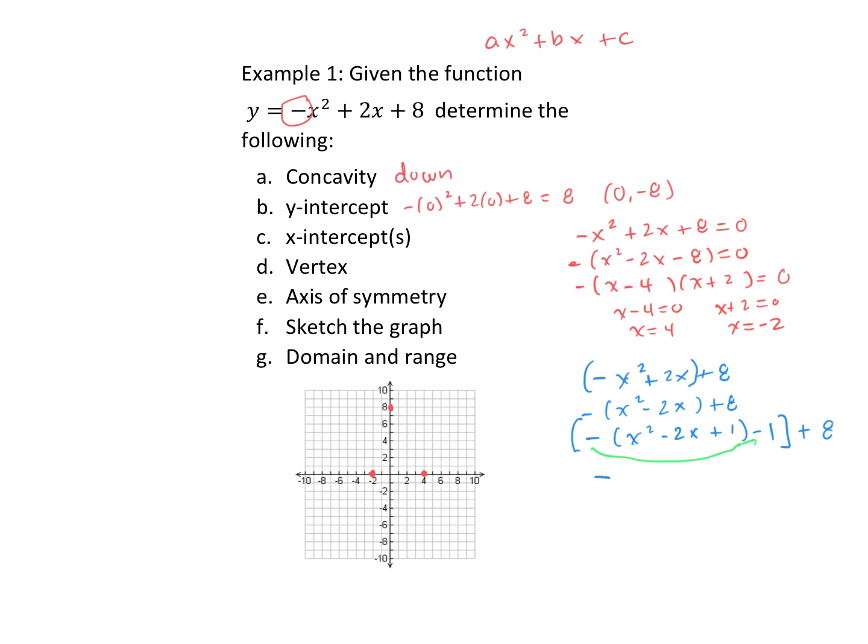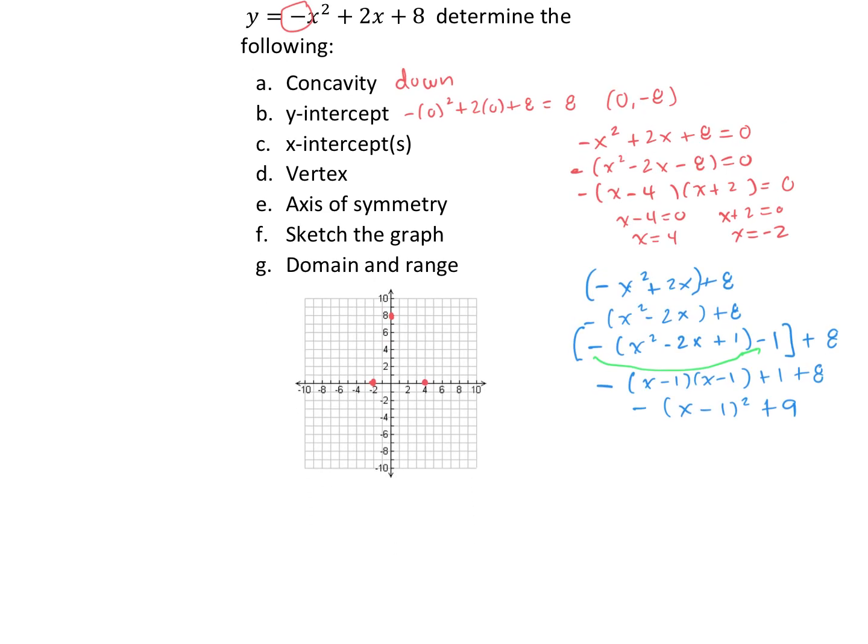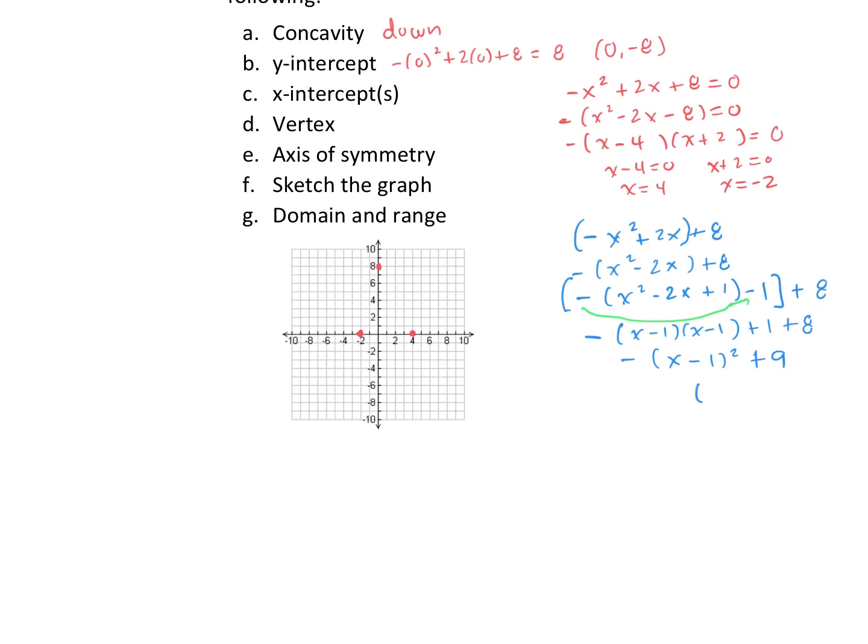So I've got negative x squared minus 2x plus 1 factors to x minus 1 times x minus 1. I've multiplied the negative by the negative 1 to get positive 1, and then I have 8. So in vertex form, it will look like that. So now I know the vertex. The vertex is (1, 9). So I'm going to plot that on my graph here. And then I can connect these points together to make my parabola.